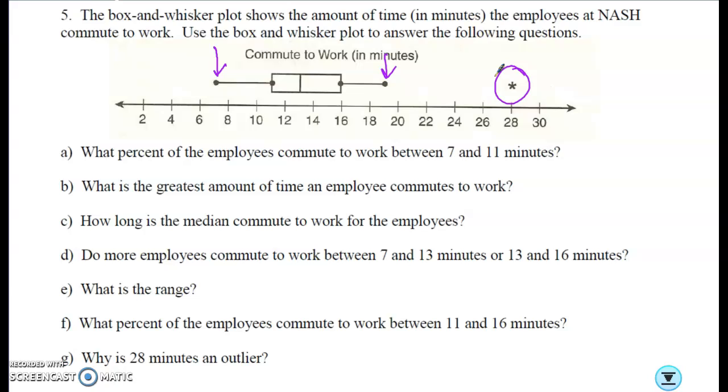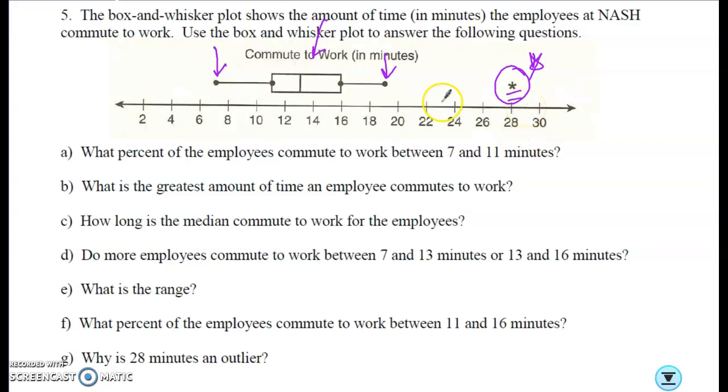Well, two things could happen when you're collecting data. One, maybe this employee typically does make it to work somewhere in here. But maybe there was an accident or something that delayed them that day and it took them a lot longer to get to work. Or two, maybe there's just this one person who lives really far away from work and that might be their commute every day. So when you have an outlier like that, you have to think about the situation and you have to think about whether you wanted to keep it into the data or not keep it into the data.